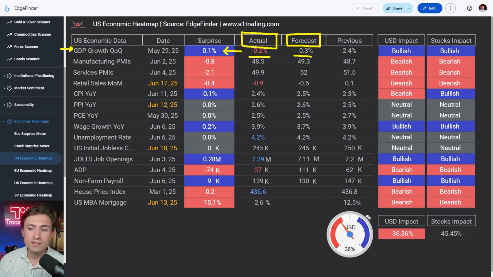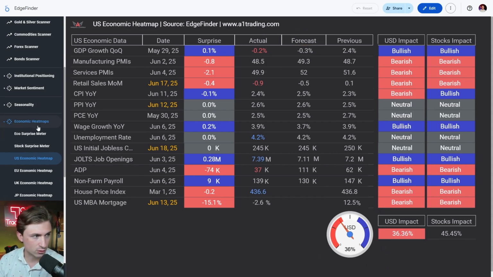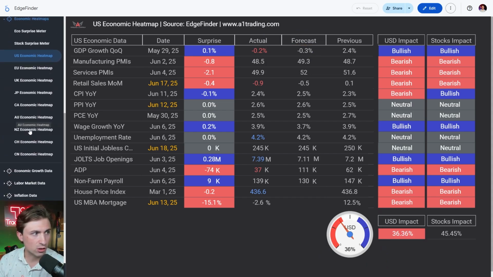What this does in its conclusion is it gives us a broad look as to whether the economy, in this case the US, but we have all of our different sets here. If I take a look over on the left-hand side, you can see we have a long list of different economies and whether or not their underlying data is suggesting that they have been upbeat or downbeat in recent times. And we have both a currency impact as well as a stock market impact. We'll get to that in just a second.